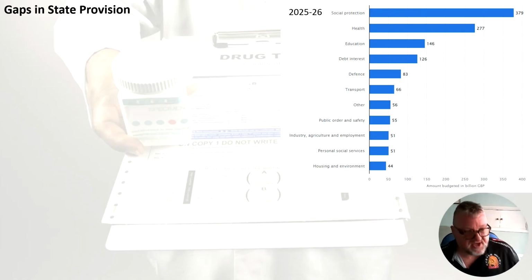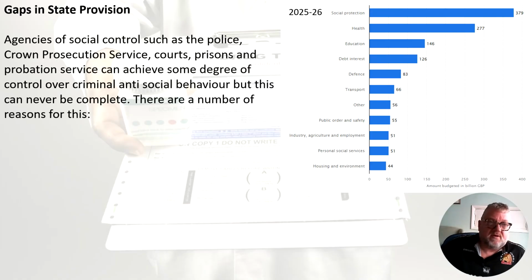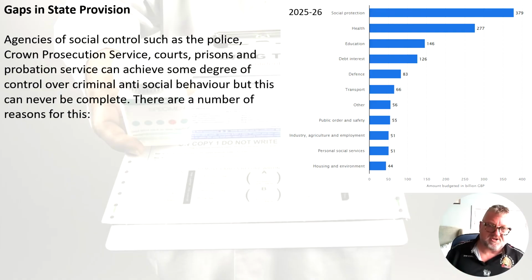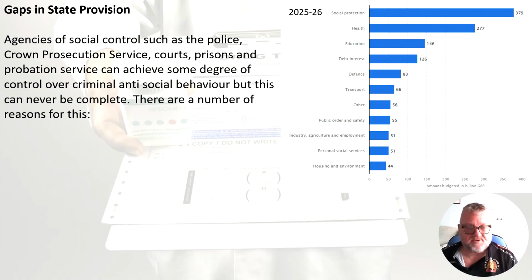The other thing that this AC asks us to look at is gaps in the state provision. And what do we mean by that? Well, we mean that all the agencies of social control, such as the police, the CPS, the courts, the probation service, etc., can all achieve some degree of control over criminal and antisocial behaviour, but it's never going to be complete. And this part of the AC is looking at the reasons why they can't achieve social control. What are the barriers to it? What are those gaps that mean that they can't do what they want to do?